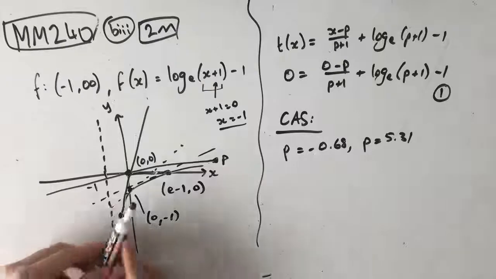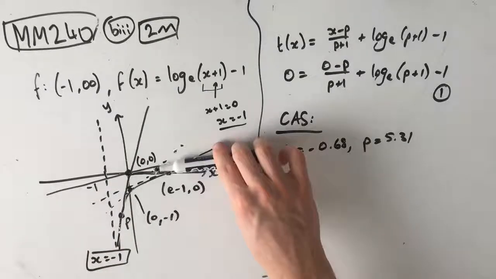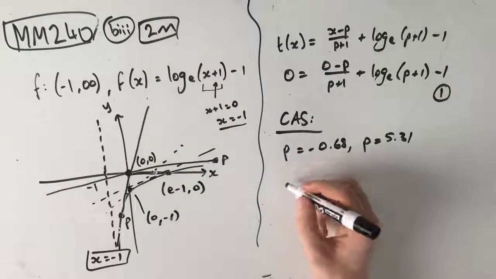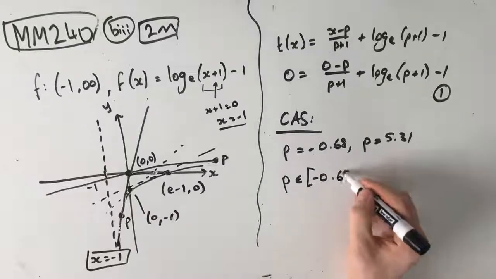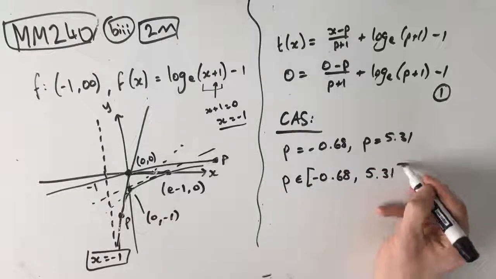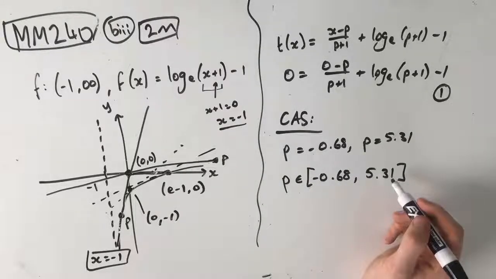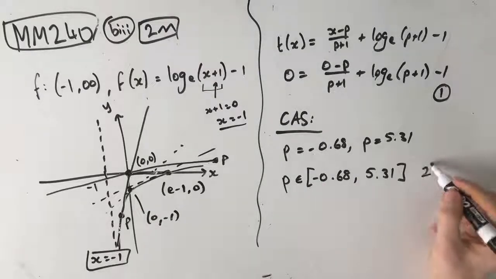Anything less than negative 0.68, it's going to be steeper, it's going to pass through there. Anything more than 5.31, it's going to be less steep and it's going to pass through somewhere over here. Which means that our range of p values is from negative 0.68 to 5.31, and that's it. So it does include these sections because the question said where x is greater than or equal to 0, so we do include these. But that's it, so that's our second mark.